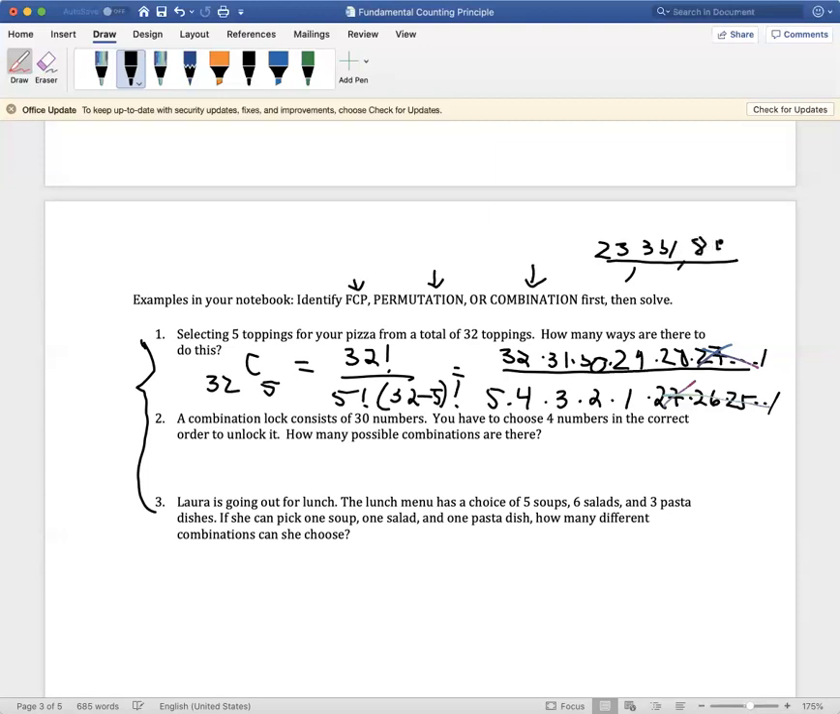23,331,840. In the denominator, 5 times 4 times 3 times 2 times 1, that's 120. Okay, and then now I'm going to divide these two to figure out what the answer is. So 23,000, hold on one second.